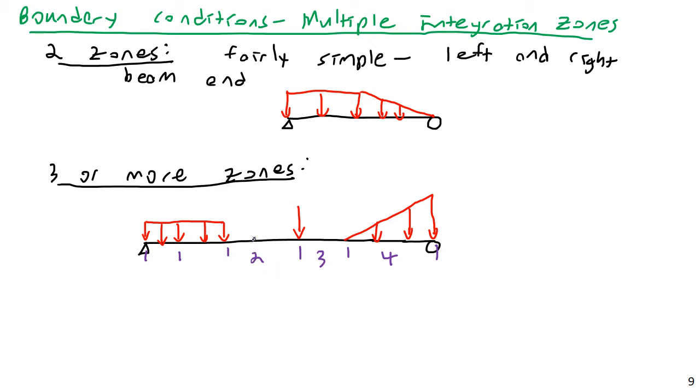But what about the middle two zones? How do I get the shear and moment there? What do I use for the boundary conditions there? What could I use for the boundary conditions?